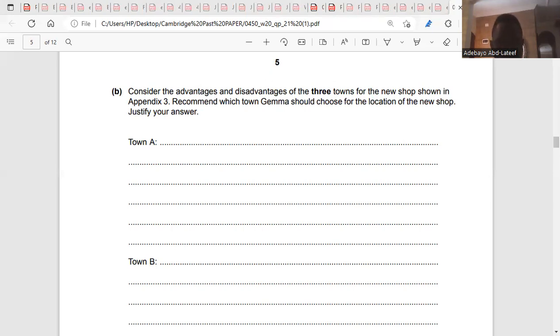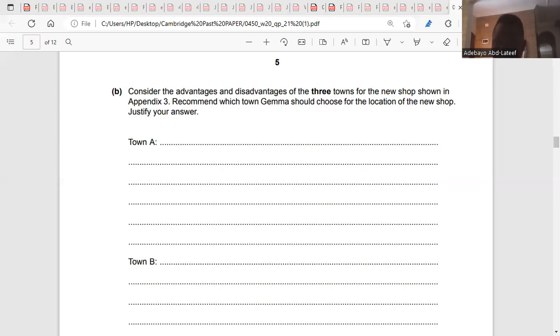Clear, right? What else do we have there? Another advantage is that, yes, the gross profit is higher in town A than B and C. It has the highest gross profit. Then we go to town B. For town B, the cost of rent is lesser than town A.